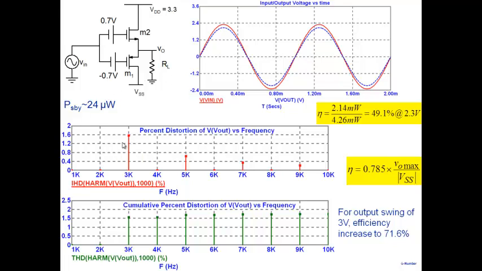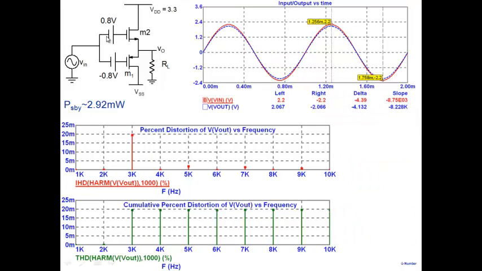If you want to reduce distortion even further, if you're not happy with 2%, you increase this bias voltage a little more. So I made it 0.8. Now the distortion, look at that.